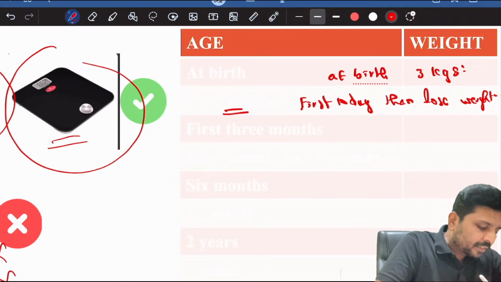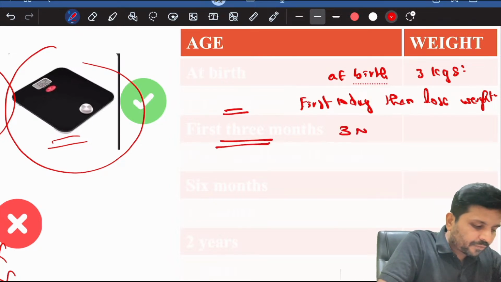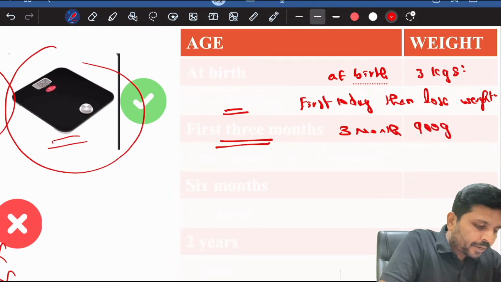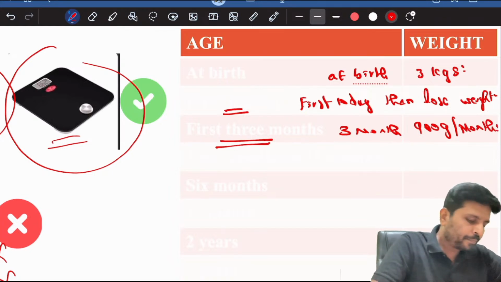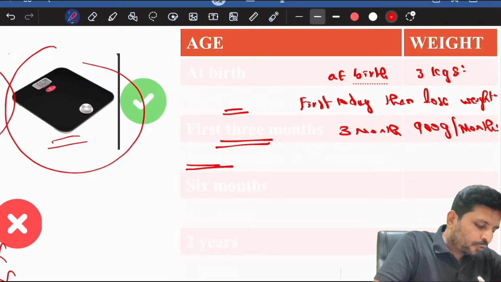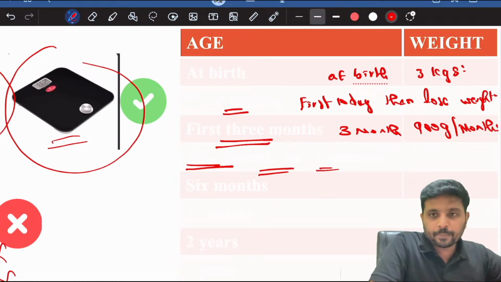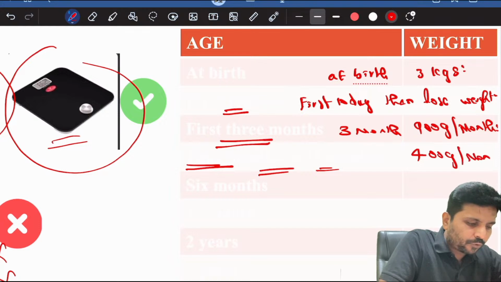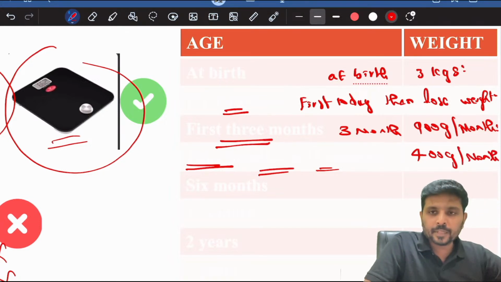In the first 3 months, I repeat, in the first 3 months, the weight gain of the child is roughly around 900 grams per month. After 4 to 12 months, I repeat, 4 to 12 months, it is around 400 grams per month.